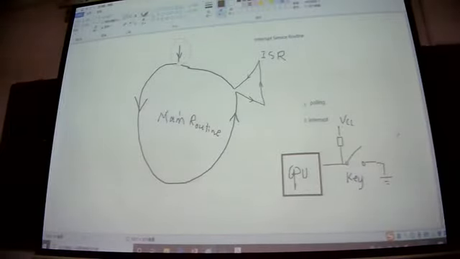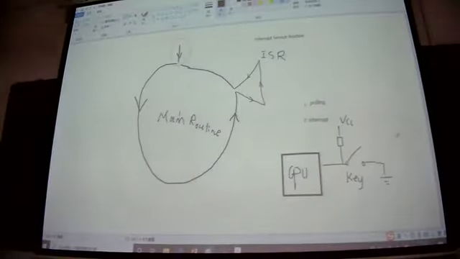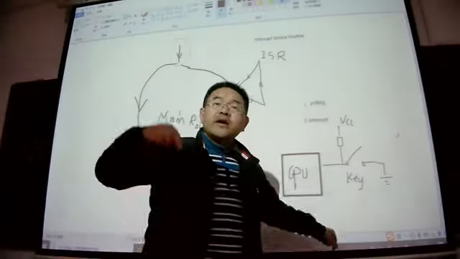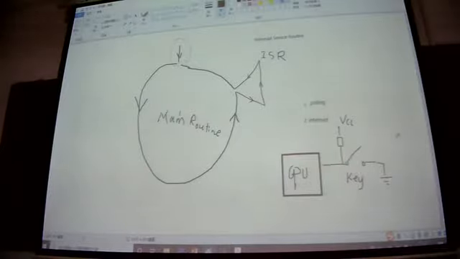Key. The key is a slow device, yes or no? The CPU is a very fast device. So normally, how can we know whether the key is pressed or not? If you are the CPU, how can you learn that the key is pressed or not?